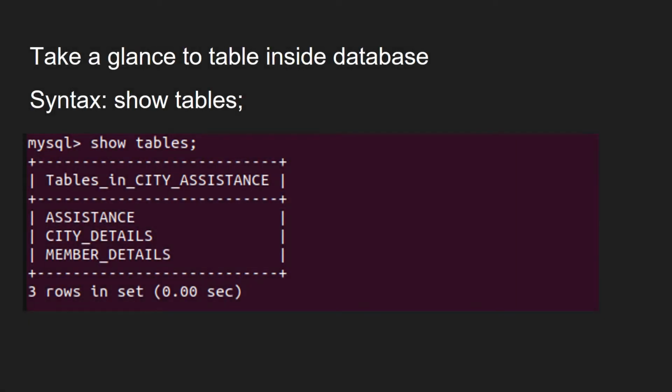To check which tables are stored under your database, the show tables query is used. As you can see here, under my database there are three tables: assistance, city details and member details.